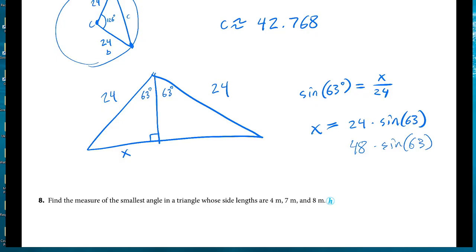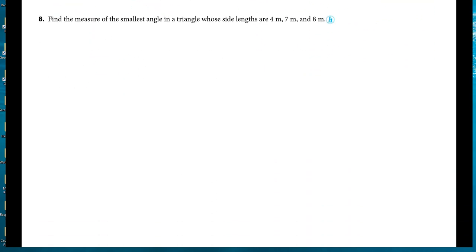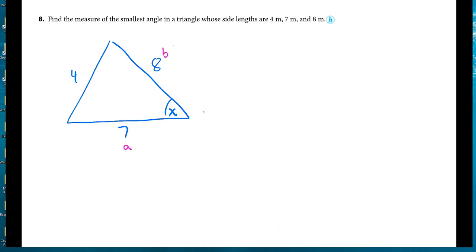All right, so another problem here is find the measure of the smallest angle in a triangle whose sides are 4, 7, and 8. Okay, so let's just draw our little triangle here. So here's 4, 7, and 8. Now it says find the smallest angle. So we know the smallest angle is across from the smallest side, so it's looking for this angle right here. Okay, so then just labeling this will be A, B, big angle C, and little side c.